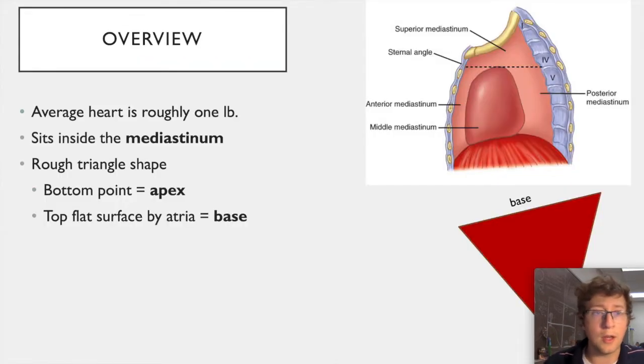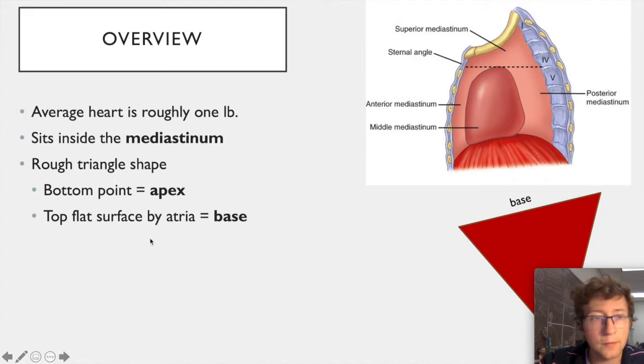So to begin with, the heart is about 1 pound. It's roughly the size of a person's fist. It's found in this thoracic region, sitting in this region called the mediastinum. This is anterior to our thoracic vertebrae, posterior to ribs, sitting on top of the diaphragm. So this is the muscle that will be contracting and pulling the lungs down. And then the mediastinum is going to be inferior to the clavicle. So it's found in the area where the lungs are found.